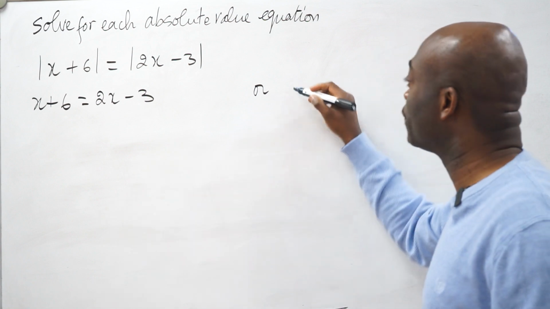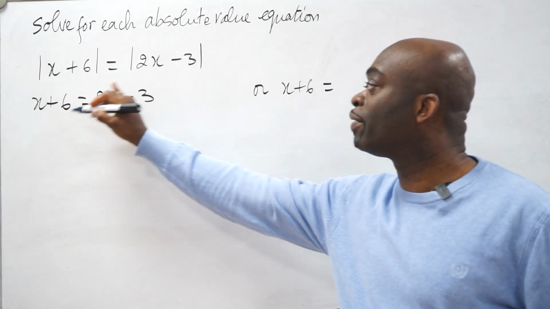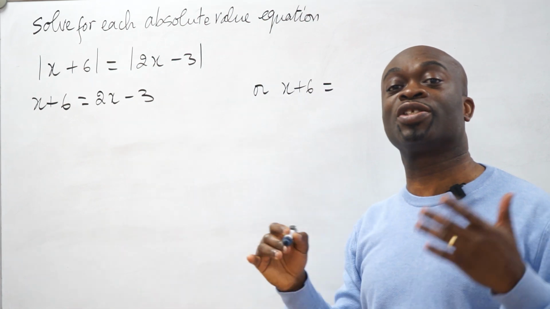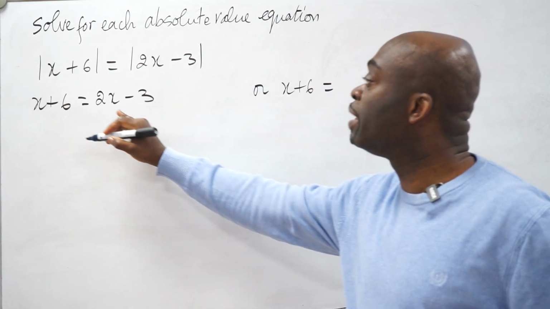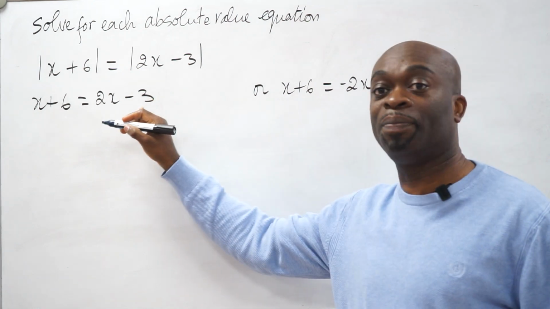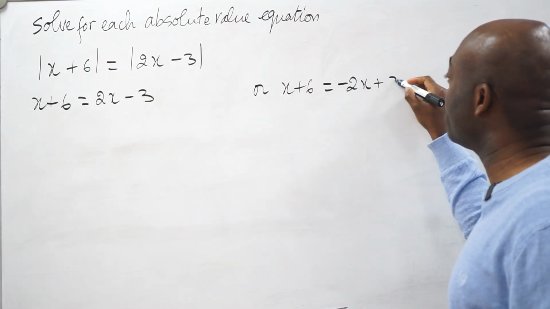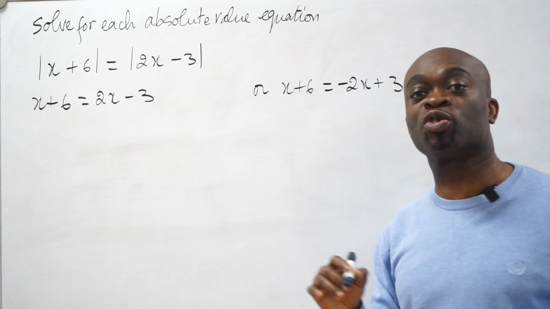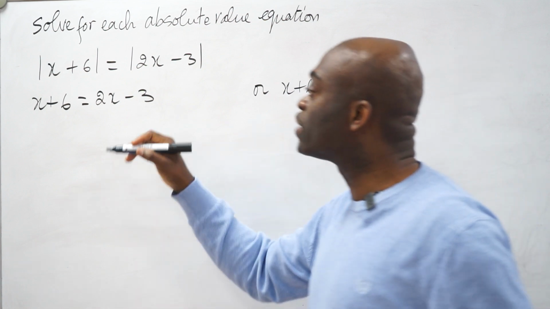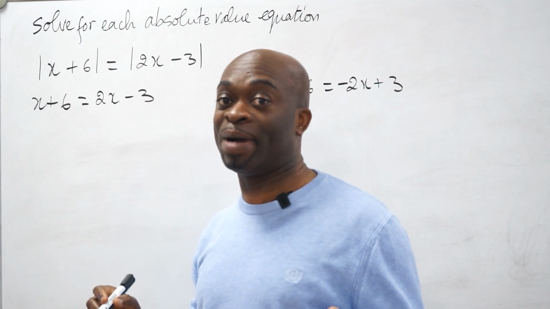Or we're going to have x plus 6 equals what? Now, this side will change the sign to the opposite. That means the positive 2x is going to become what? Negative 2x. And then the negative 3 is going to become a positive 3. So you have two equations to solve for. All right? So let's go for it here. So how do we solve this equation here? We all know how to do it by now.